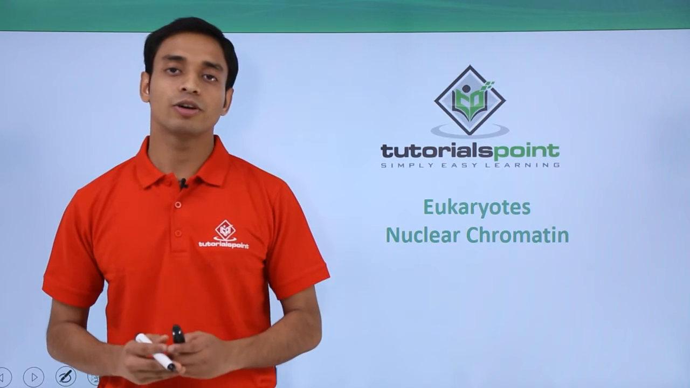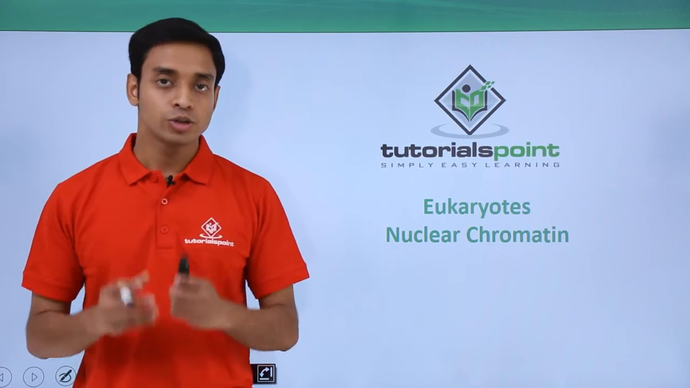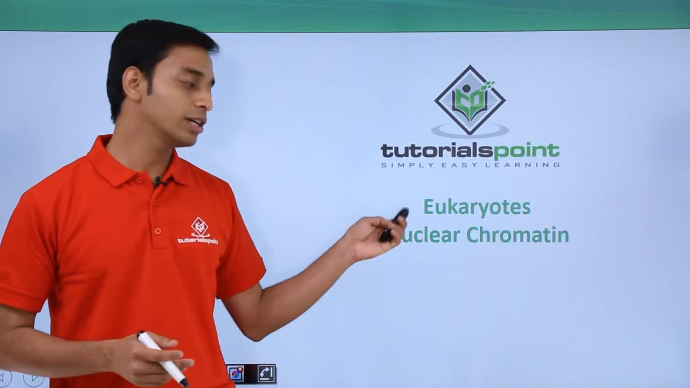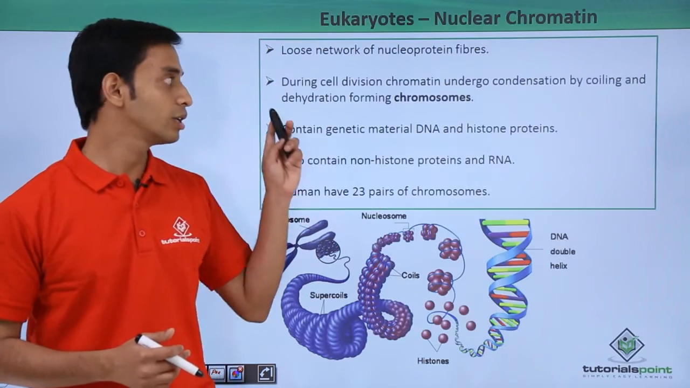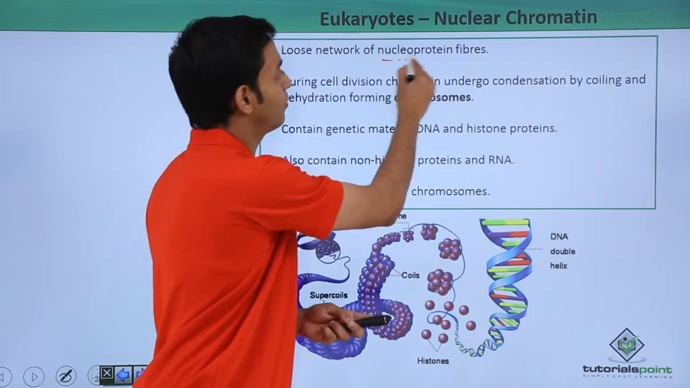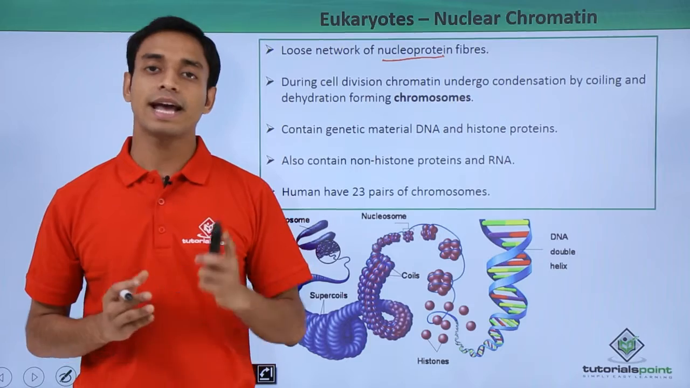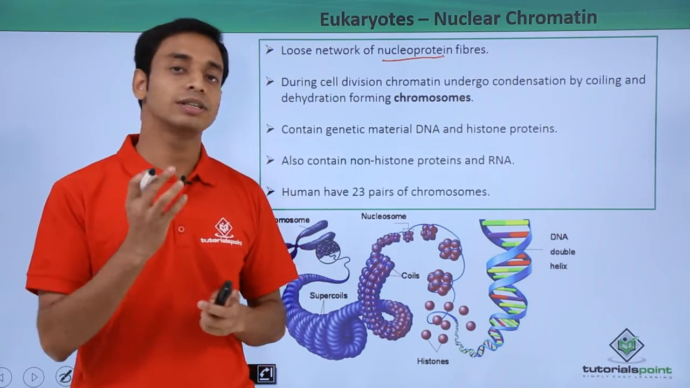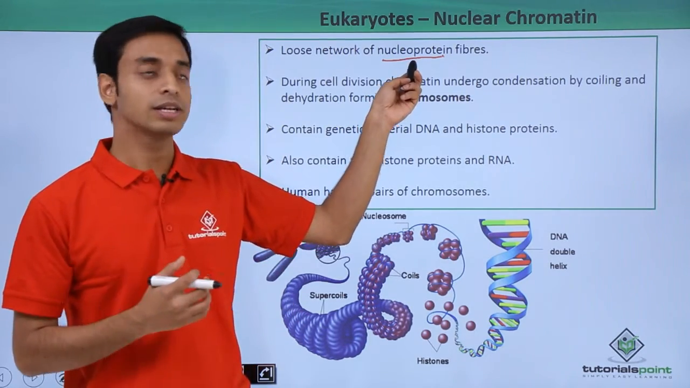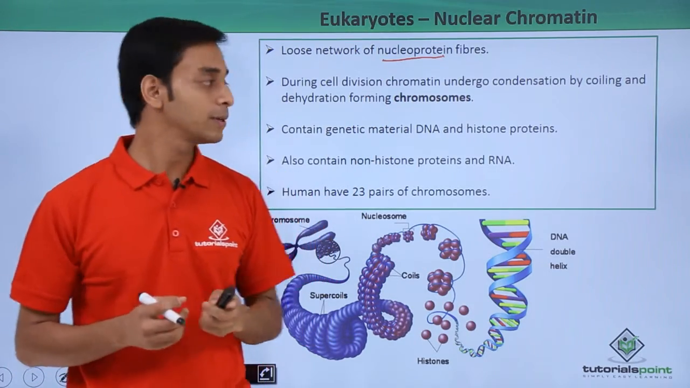In this video, we are going to talk about the contents of a typical eukaryotic nucleus. These contents are known as the nuclear chromatin. So let's see what nuclear chromatin is. These are a loose network of nucleoprotein fibers. So what are nucleoprotein fibers? They are formed of nucleic acids in association with proteins. These nucleoprotein fibers are present as a network in the nucleus.